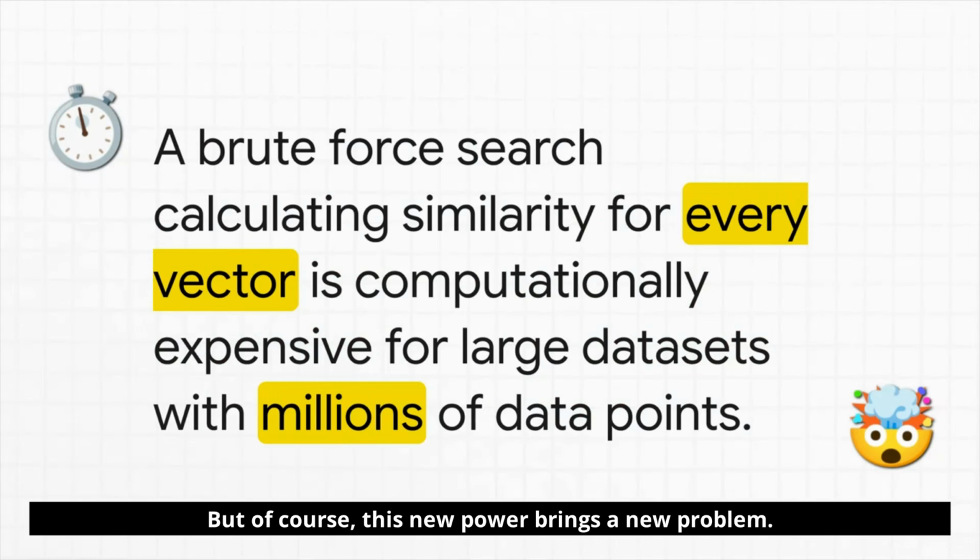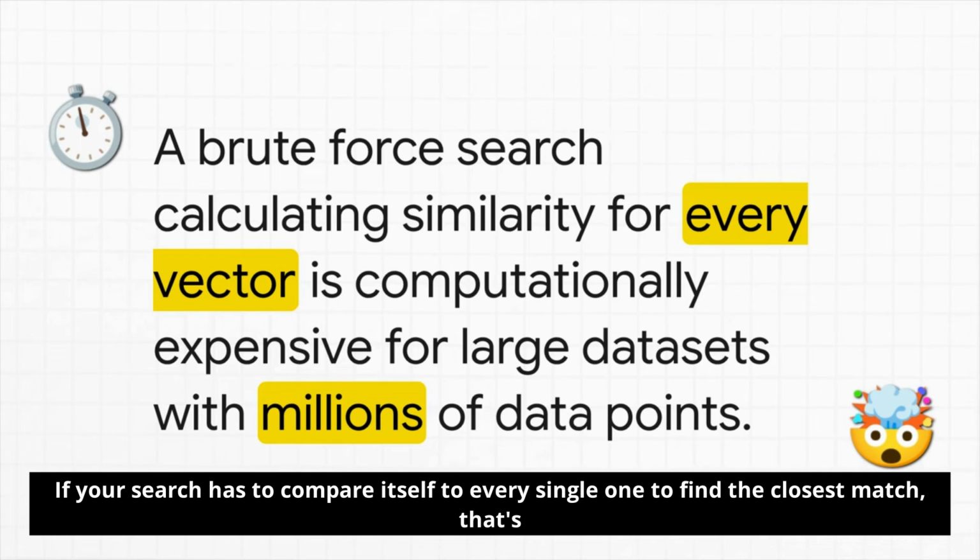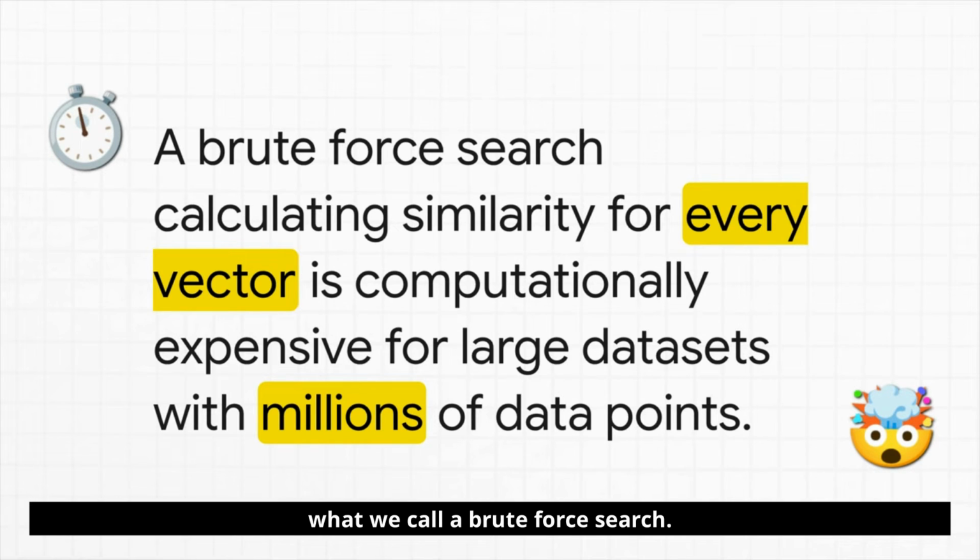But, of course, this new power brings a new problem. Imagine you have a database with billions of these vectors. If your search has to compare itself to every single one to find the closest match, that's what we call a brute force search, and it's just way, way too slow. It would never work for a real-time app.